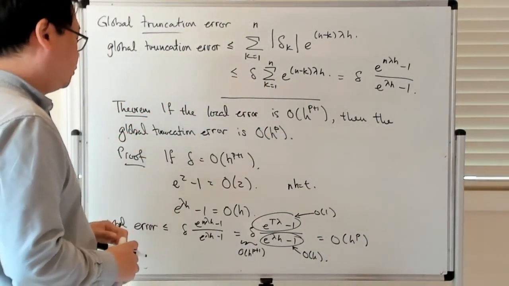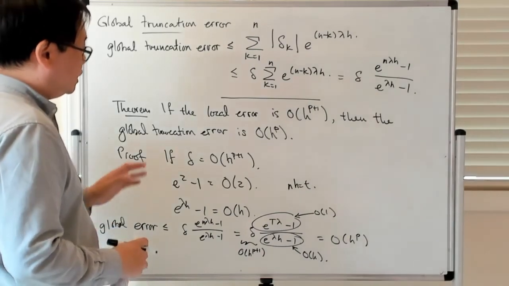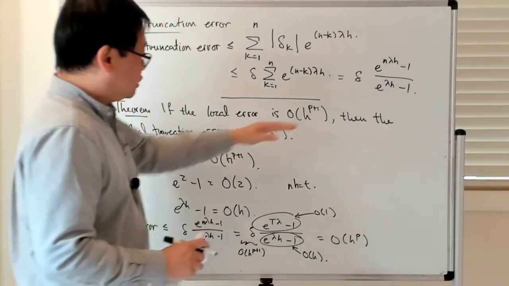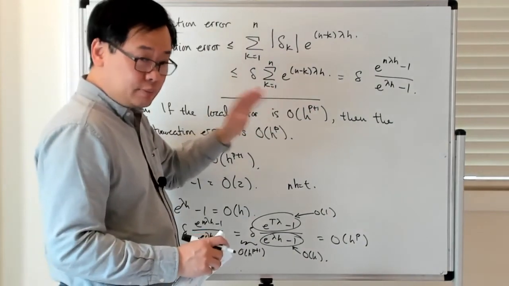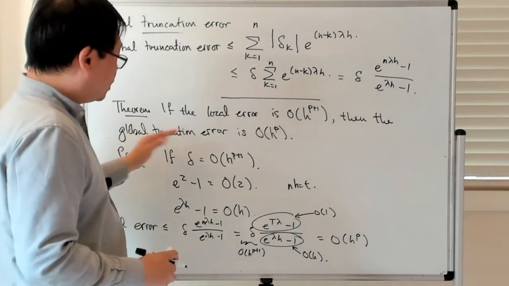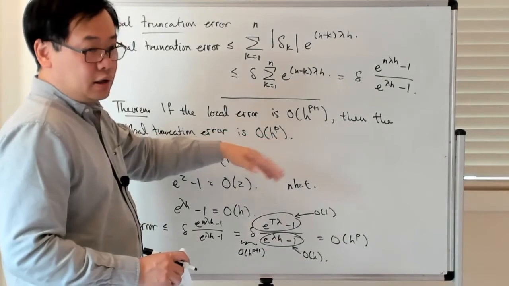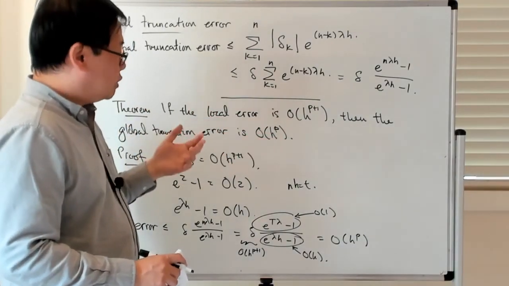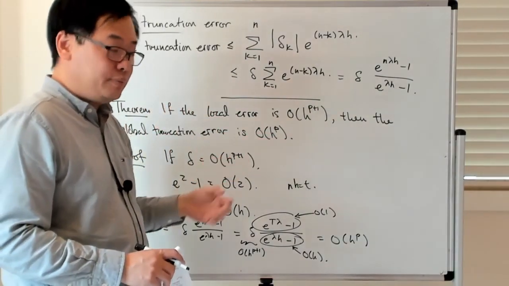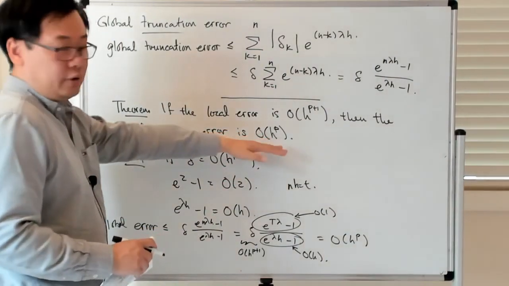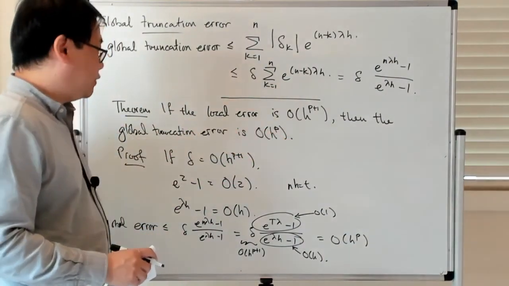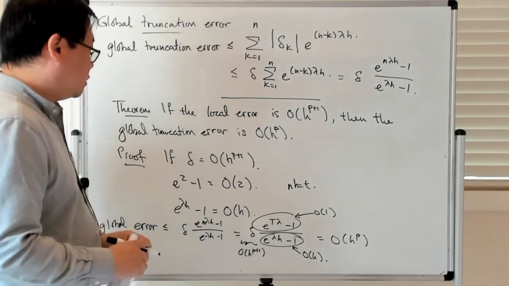That if you have a local truncation error which is big O of h to the p plus 1, which is to say that the method is p-th order accurate, right? Then the global truncation error is big O of h to the p. And so the global error scales like h to the p, right? Which is, again, what motivated us to say the method is order p. Okay, so let me just stop here.